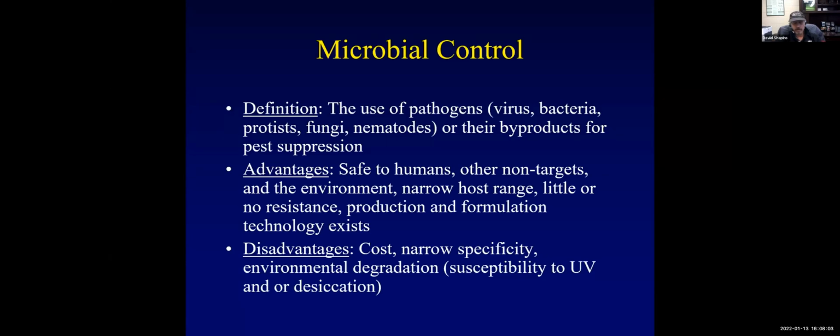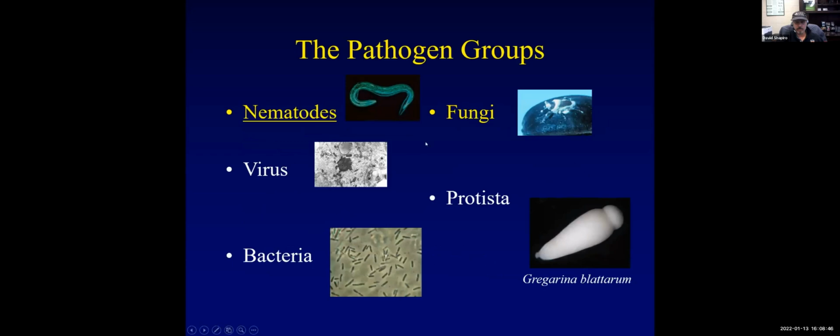Some disadvantages: often the cost of these materials is more than some of the other tactics, particularly chemical insecticides. The narrow specificity can also be a disadvantage if a grower wants to control a variety of pests at once and their biopesticide only kills one species. That can be a disadvantage. Environmental degradation is an issue for many of the microbial agents. Susceptibility to UV and/or desiccation will limit the activity of the microbes.